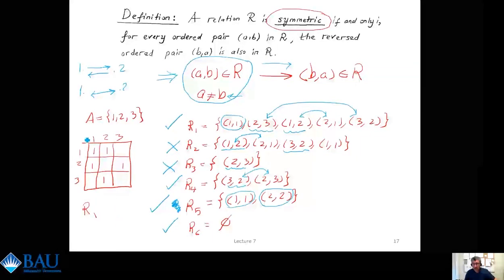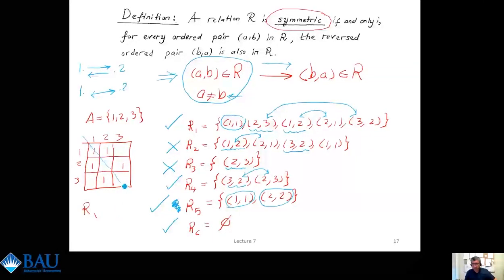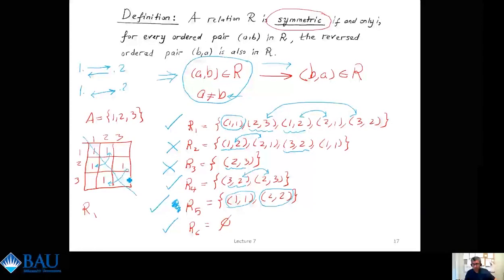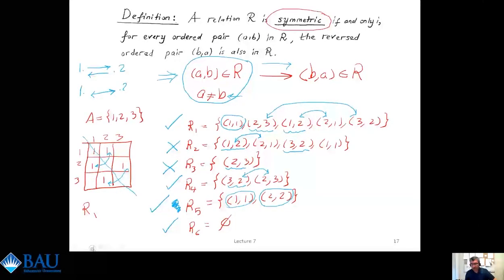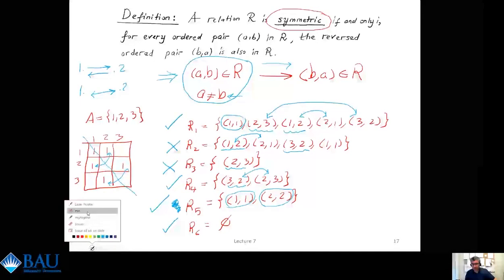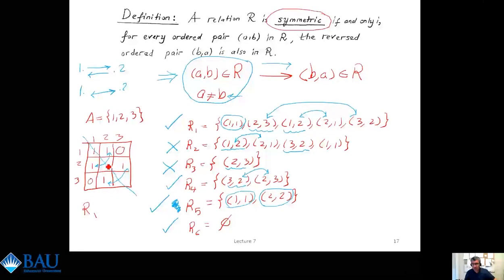Answer is yes, it's symmetric. Because look at the main diagonal. These are symmetric. And the part where I didn't put anything means all of them are 0. Look at them. Is that symmetric? Answer still is yes, symmetric.